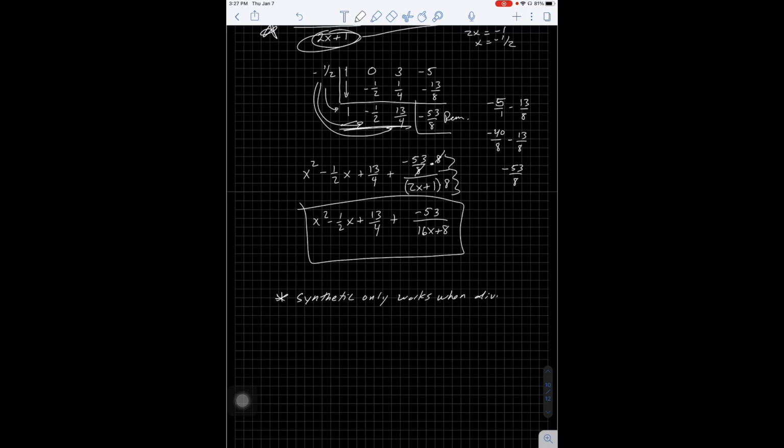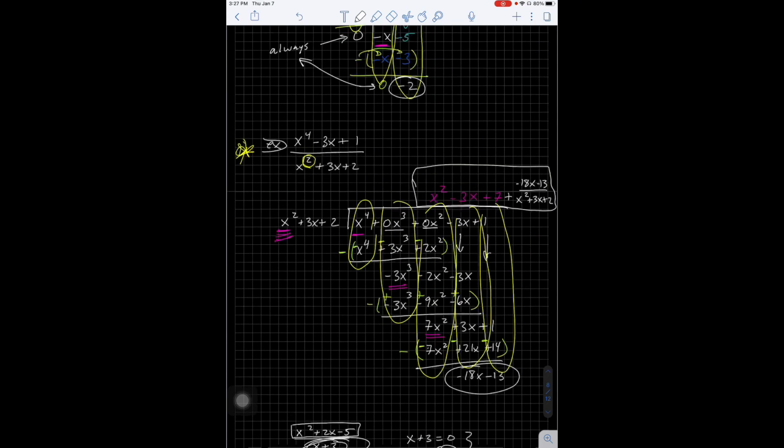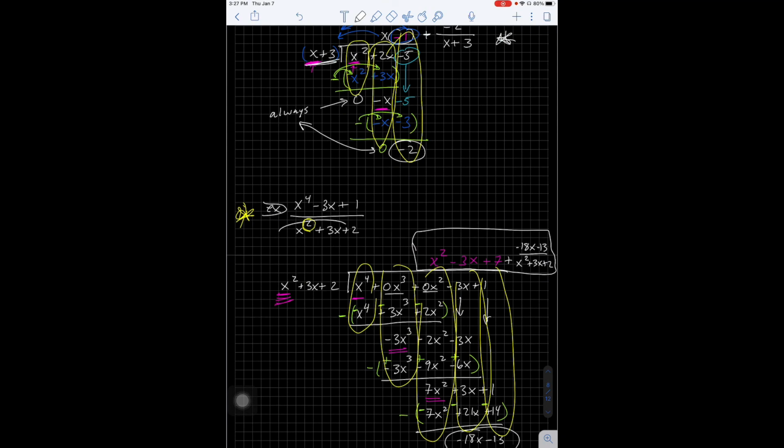when you are dividing by a linear term. What that means, a line. That means no powers over 1. So it's got to be something x plus something. There's no x squareds, there's no x cubes. So in our second example, if we scroll up here, we were dividing by x squared plus 3x plus 2. Synthetic doesn't work here. So these problems have to be done with long division. The others can be done with synthetic.